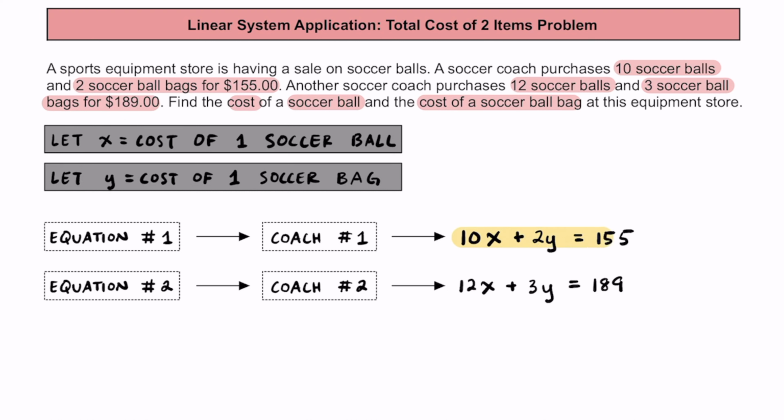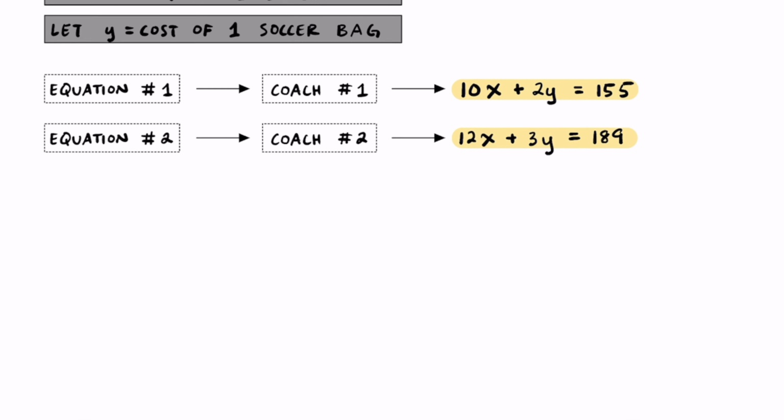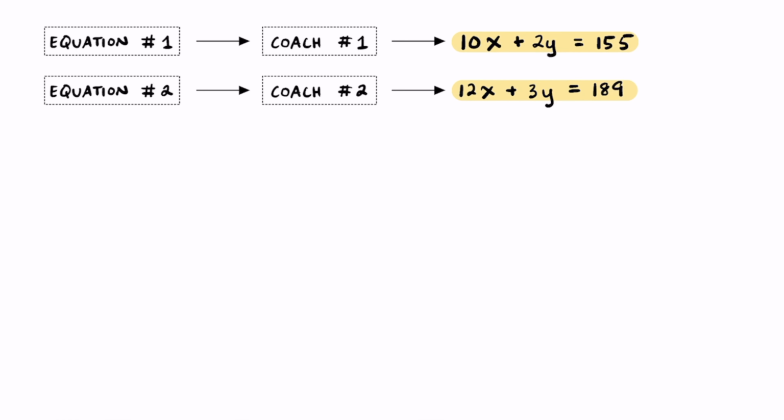So here we have one of our linear equations that represents the total that the first soccer coach spends, and we have a second linear equation here for what the second soccer coach spent. Since we have 2 variables and 2 linear equations, let's use them together to figure out the cost of each of the soccer balls as well as each of the soccer ball bags. Let's put these 2 equations together and solve them as a system.